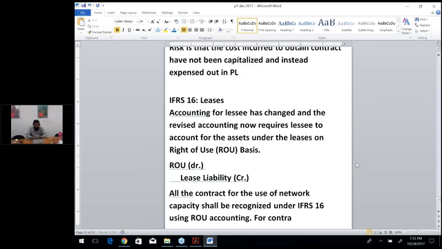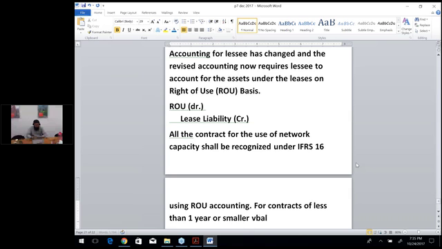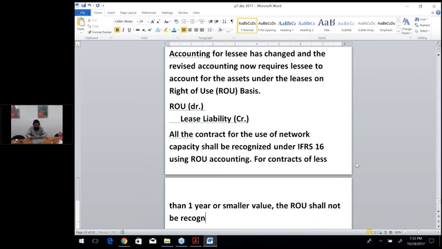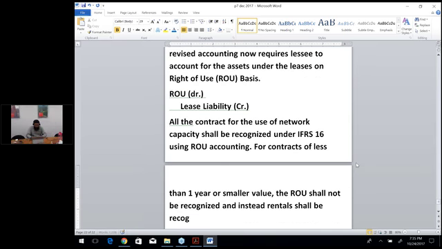For contracts of less than 1 year or a smaller value, the ROU shall not be recognized, and instead the rentals shall be recognized as expense in profit and loss account.